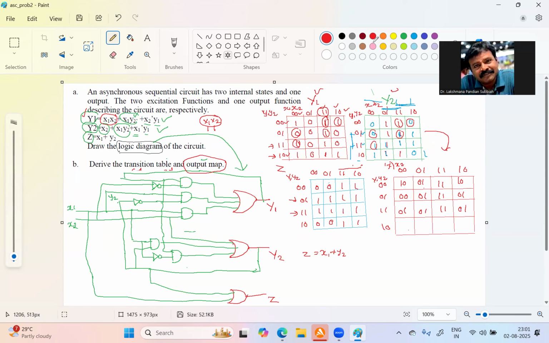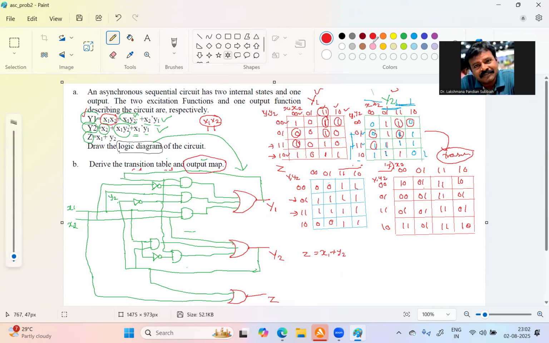Then here we are having now 1 1, 0 1, then 1 1, then 1 0. Correct? 1 0. Okay. So this is now the transition table, right? So we are having now y1, y2 here. So the transition table, right? Now the transition table with the output.